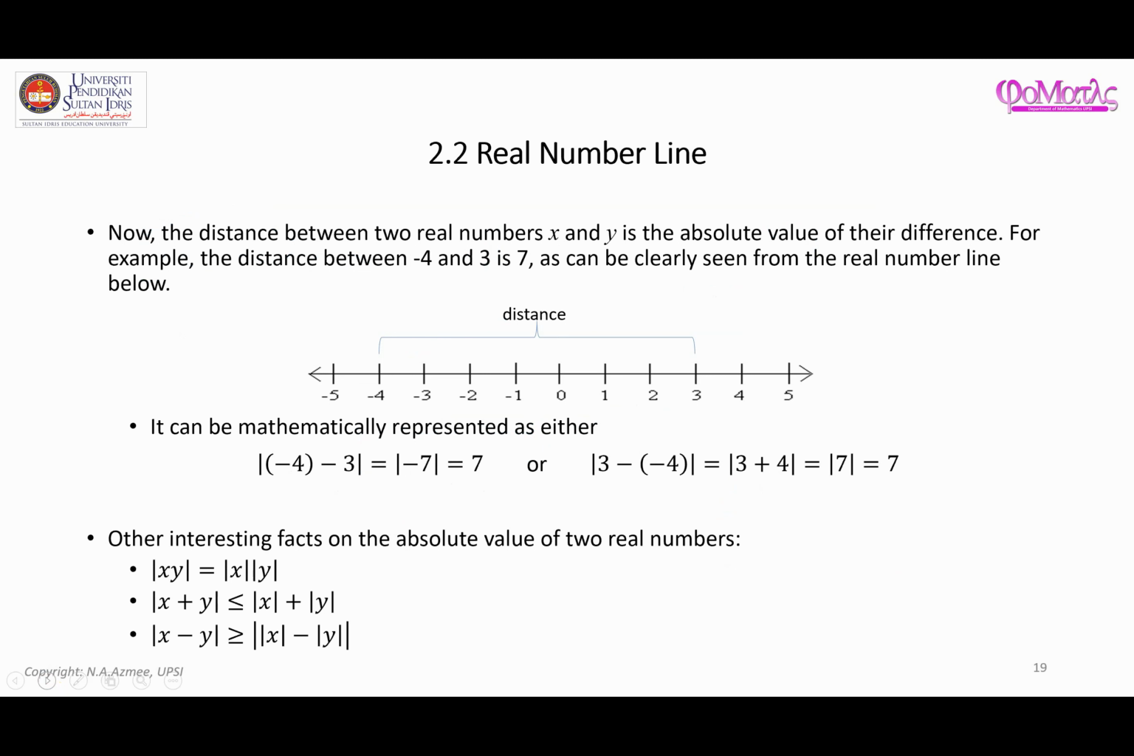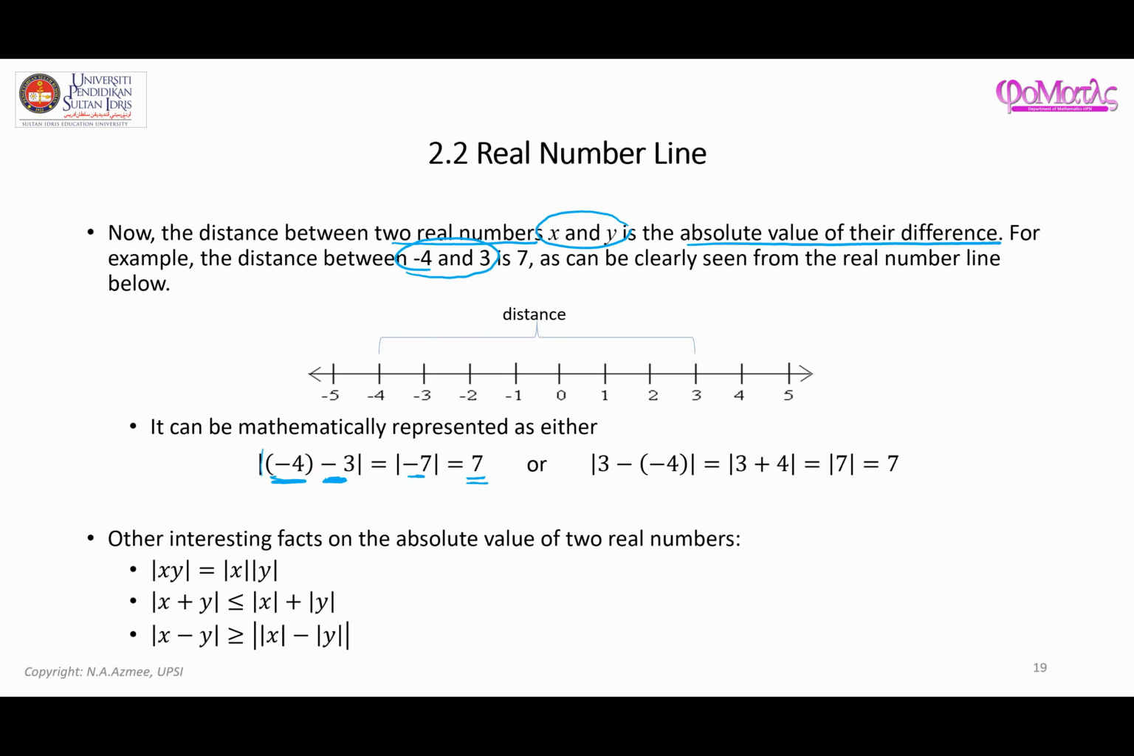Now, if you want to find the distance between two real numbers, such as x and y, you can find the answer by finding the absolute value of their difference. For example, what's the distance between -4 and 3? We can take -4 minus 3, and find the absolute value of that. -4 minus 3 is -7, and the absolute value of -7 is 7.